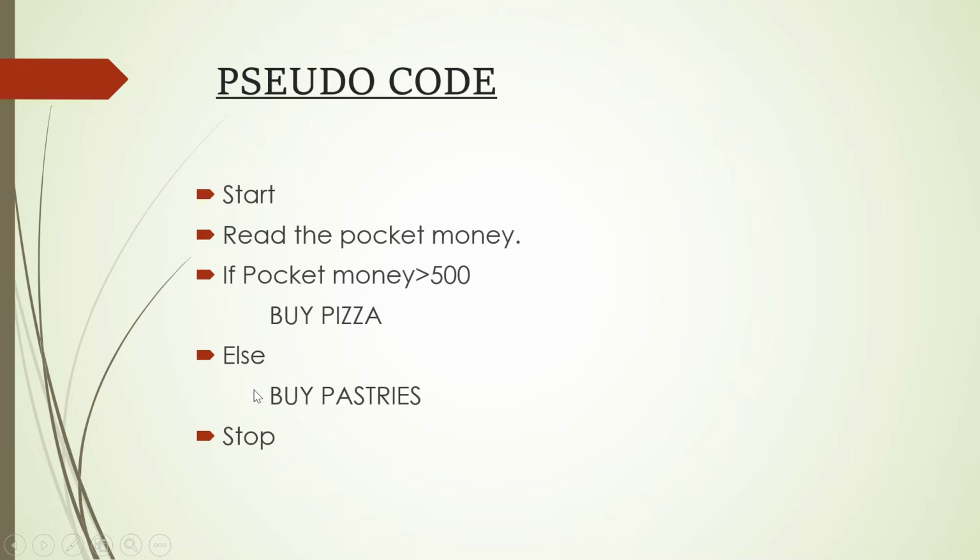So first we will go to if, we will check if it is true, then we will go inside if and we will buy pizza. If it is false, then we will go inside else and we will write pastries. So this is how we write a pseudocode. But if we would have written this as an algorithm, we would not have given this indentation gap. We would have simply written that if pocket money is greater than 500, we have to buy pizza, and if the pocket money is less than 500, we will buy pastries. But for the pseudocode, you will see that it is an informal way of writing a program only, but we need some technical knowledge to write a pseudocode. So this is how we write a pseudocode.